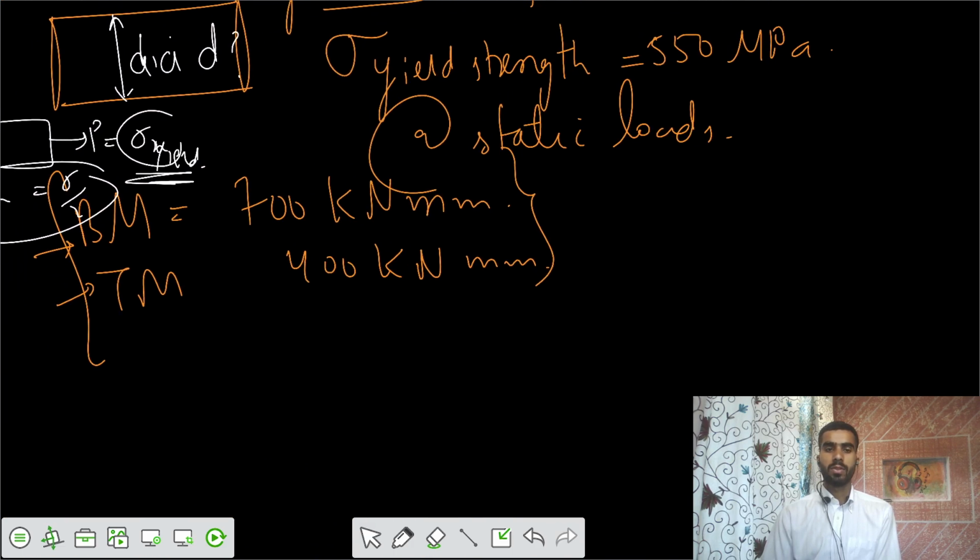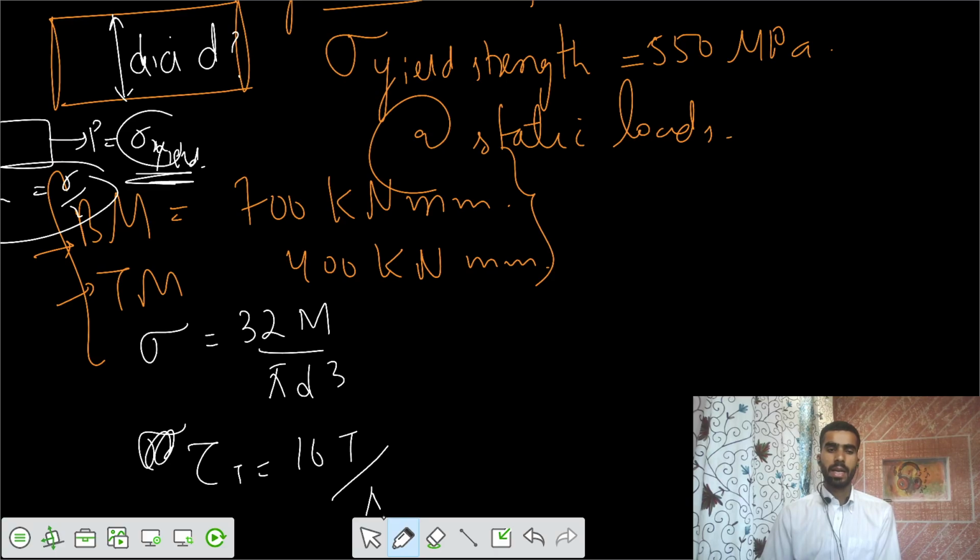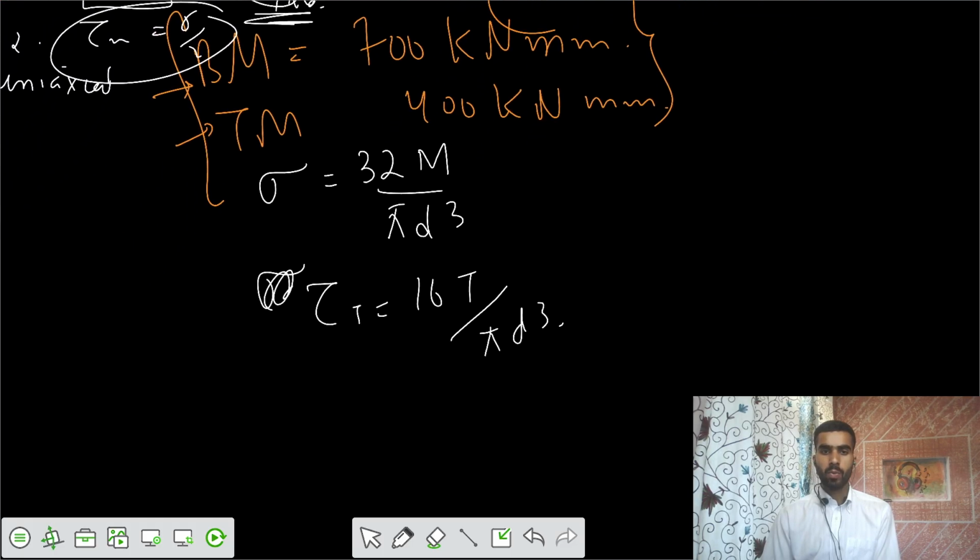Based on these values, your sigma because of the bending moment is My by I, which equals 32M by pi d cube. Do you know this equation? 32M by pi d cube. Similarly, the shear stress tau developed because of torsion equals 16T by pi d cube. We have the unknown d cube, so we have the unknown d, and we know the values of the others.